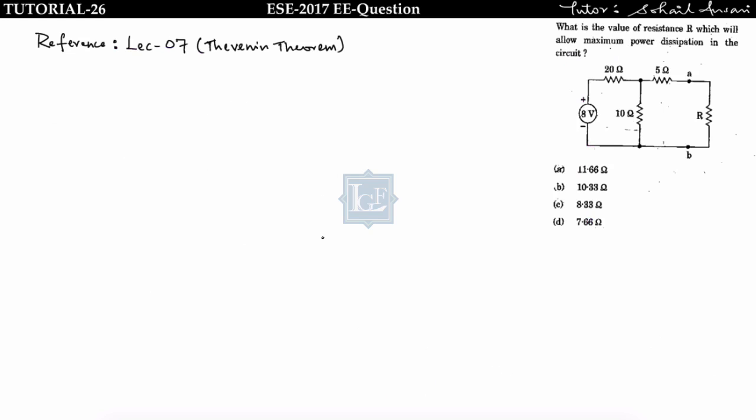See this. What is the value of resistance R which will allow maximum power dissipation in the circuit? This means you have to find the RTH, and this has been discussed in lecture number 7, how to find the RTH.